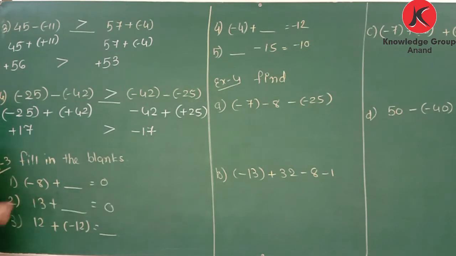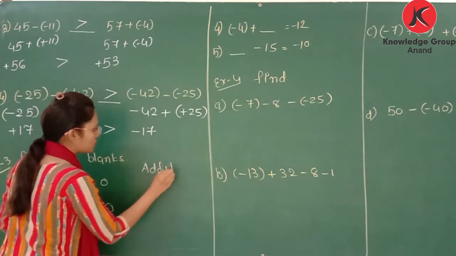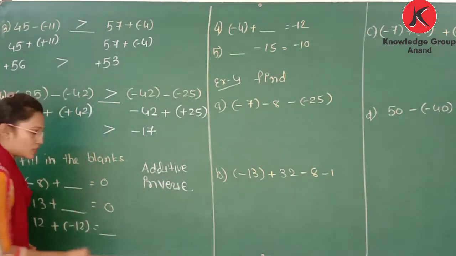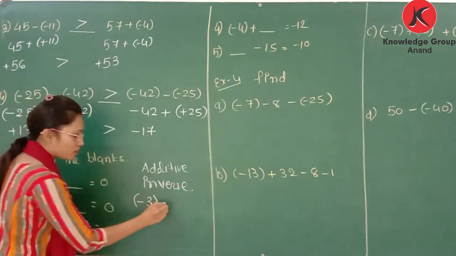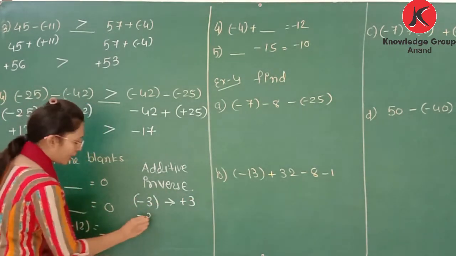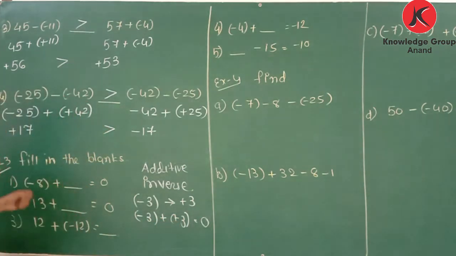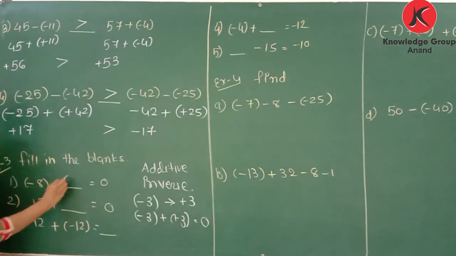Now next, question number 3. Fill in the blanks. So here first one is minus 8 plus blank will give 0. Whenever we learn about the inverse, additive inverse, if we add numbers with different signs, as we learned in additive inverse. The additive inverse of minus 3 is plus 3, and if we add minus 3 plus 3, it gives 0. So if we add the additive inverse of minus 8, that is plus 8, the answer gives 0.